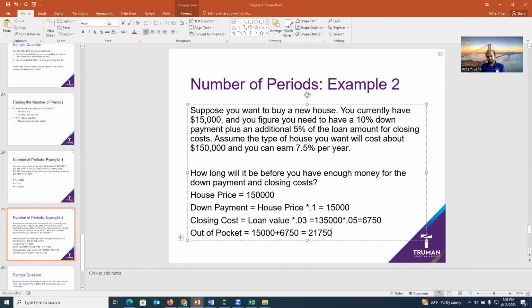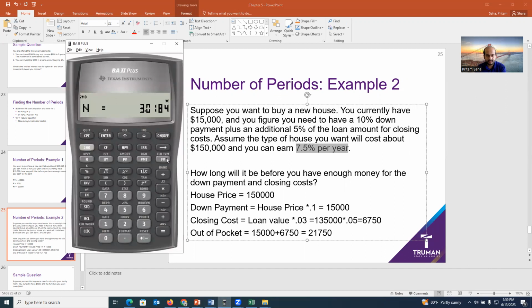When you need this money, you need this money at the time of buying the house, the day when you want to buy the house. Okay. So the problem is telling you right now you have $15,000, but you want to buy a house which requires out of pocket $21,750. So if you can invest 15,000 at 7.5% per year, how long do you need to buy the house so that you have that much cash in your pocket, okay?